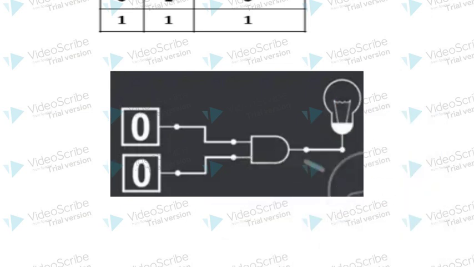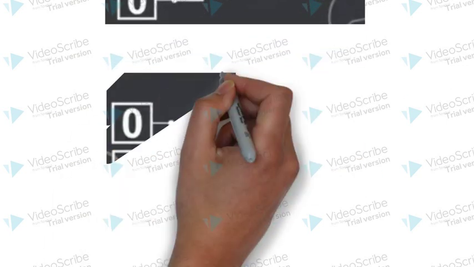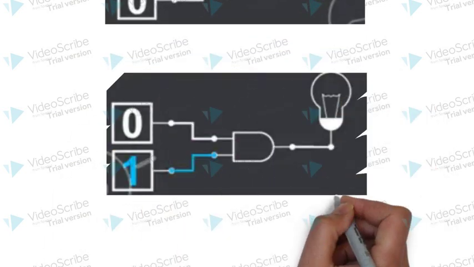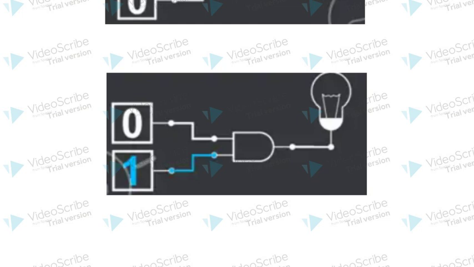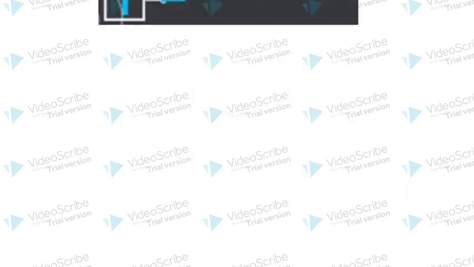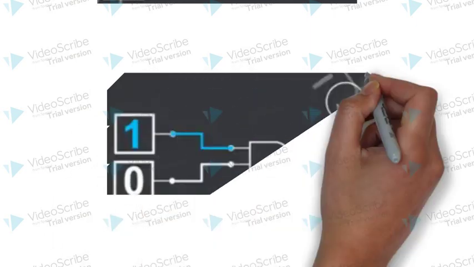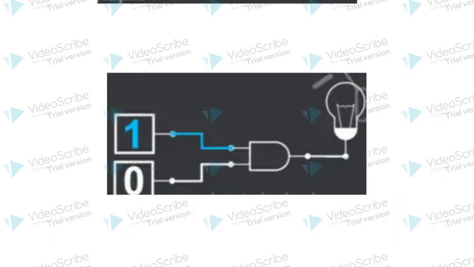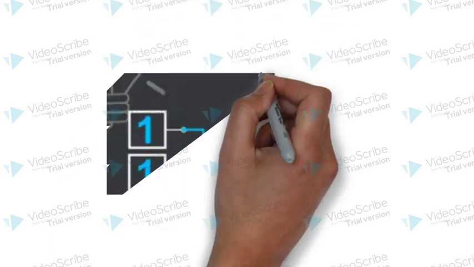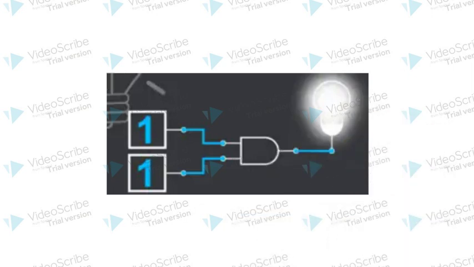Here is the schematic diagram of AND gate. As we can see, when both the inputs are low, the output, that is the bulb, is not glowing. Similarly, if any one of the inputs is low, then ultimately the bulb will not glow because the output of AND gate is low. Finally, the bulb glows only when both the inputs are high.